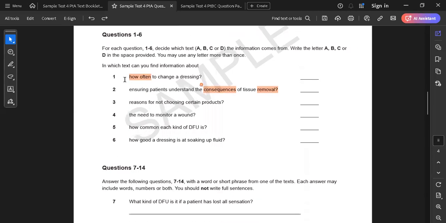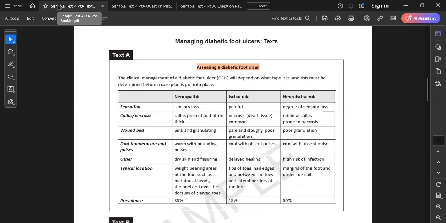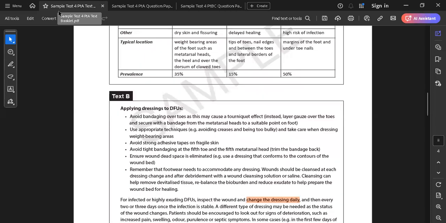Now you read the questions, and your first two questions both were wrong. Your third question was right. So in the first question, they said how often to change a dressing, so something related to dressing. You look at the title. The title itself is telling you something about dressing, right? Are you with me, Kamal? So you look at the title, what it says: applying dressing. It seems like your answer should be somewhere in this section.